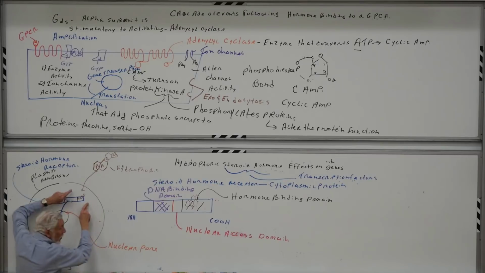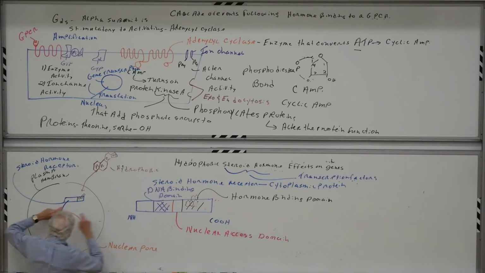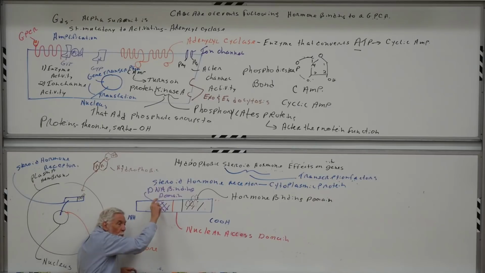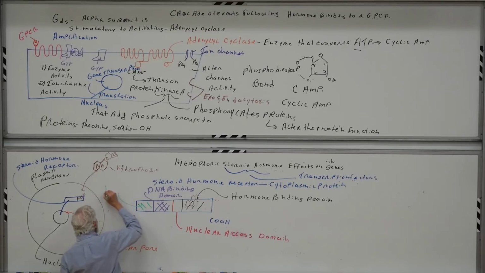So the hormone has bound to the receptor in the cytoplasm. It's used its nuclear access domain to open the door to get into the nucleus. And then once in the nucleus, it has to turn on a particular set of genes. So to turn on a particular set of genes, it needs to find the appropriate promoter regions to which it can attach. Once this DNA binding region binds to the portion of the genes that it wants to turn on, that then turns on this region out here, I'll put in green, called the transactivation domain.